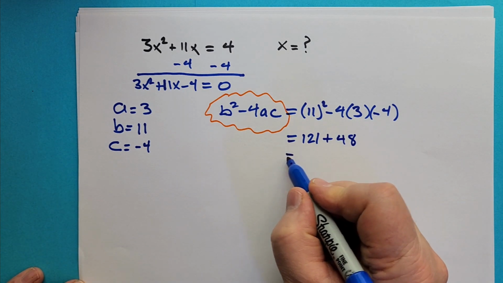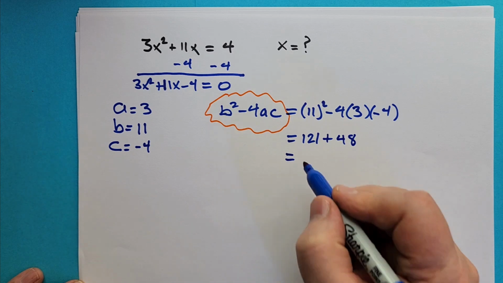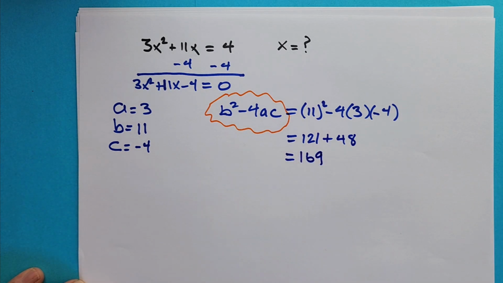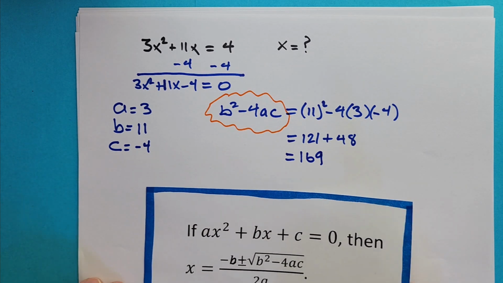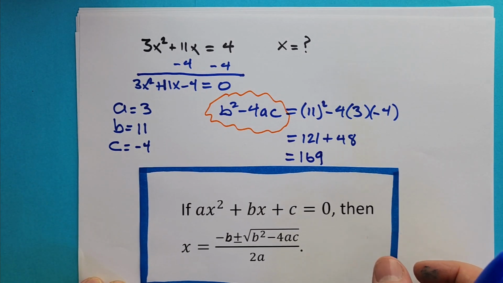Okay, add these together and we get 169. So that's the value of the discriminant. Now, of course, we haven't solved the equation yet. We haven't found the roots to the equation yet, but we found the discriminant, and that's the most important part. Now that we've done that, we have everything we need to run the formula.